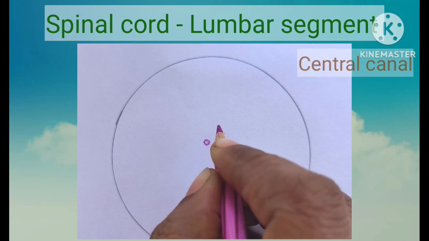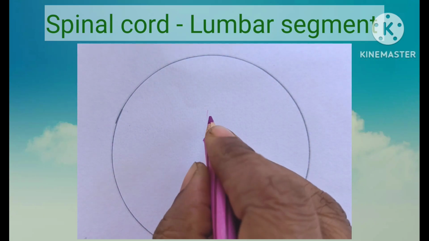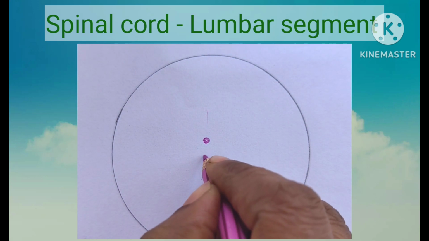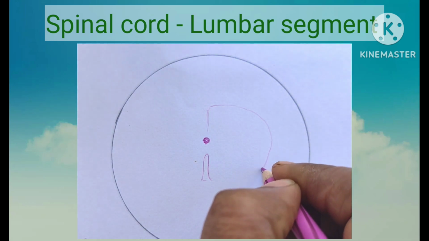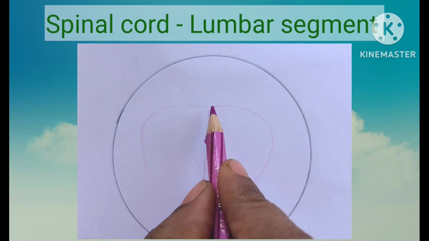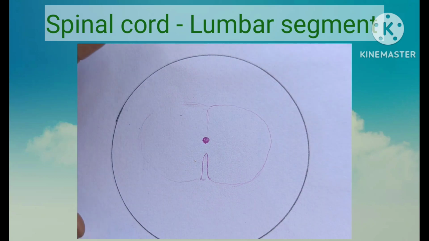Now coming to the lumbar segment. In the lumbar segment, the central canal is in the center of the spinal cord. So this is the place where it is present exactly in the center. So make sure the anterior median fissure and the posterior median septum are equally placed. And in the upper lumbar segment, that is L1, we have a lateral horn, whereas in the lower lumbar segment we don't have any lateral horn.